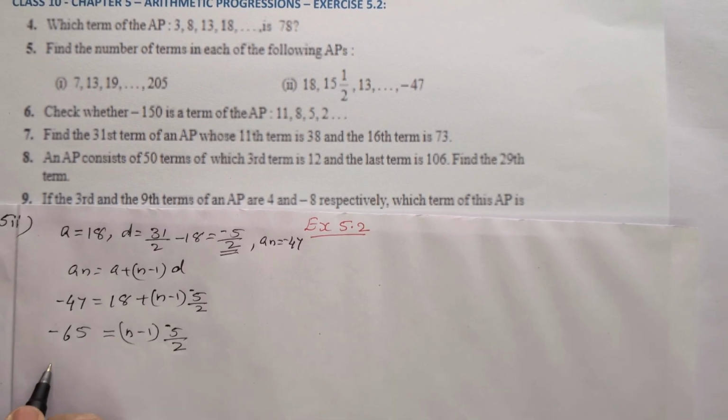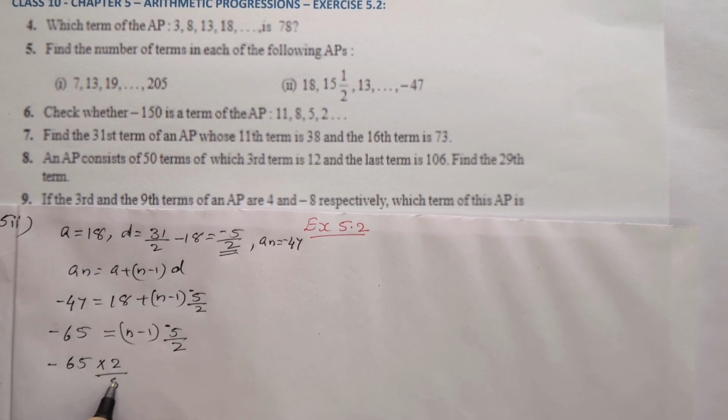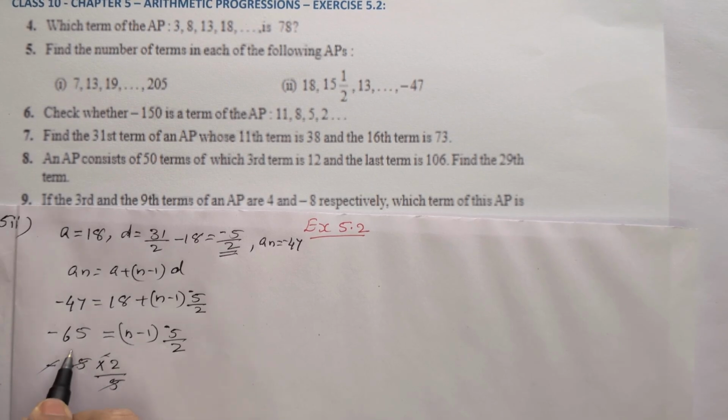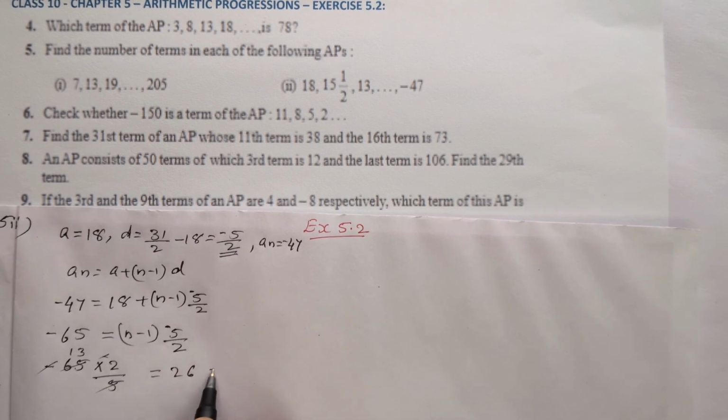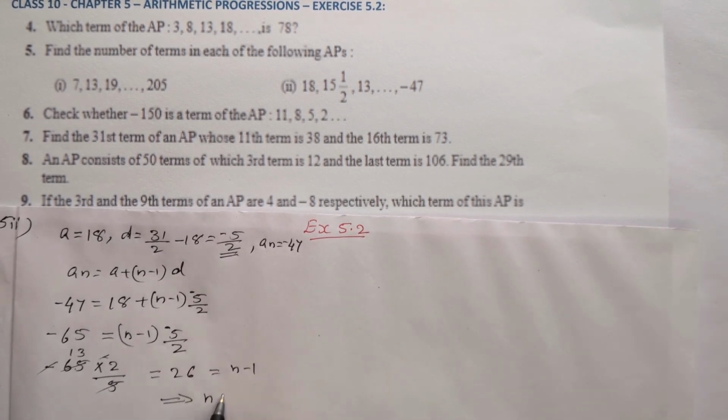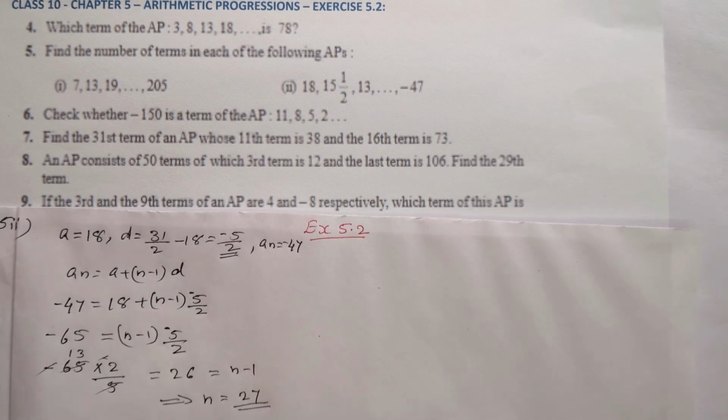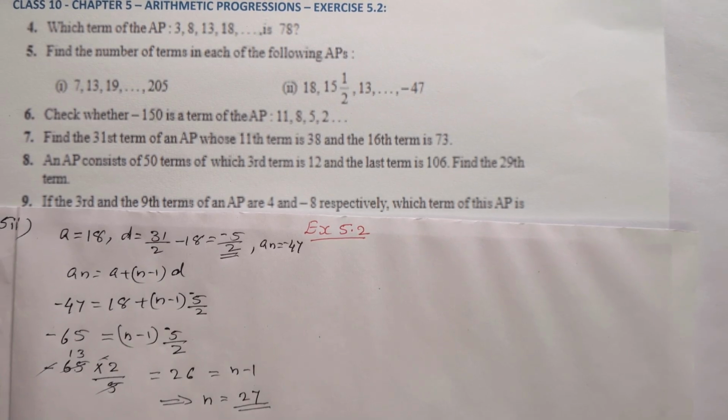Cross multiply, that means minus 65, 2 it will come on top, 5 you can divide by 5. So minus into minus it will cancel. Here 13 into 2, that means 26. That is equal to n minus 1, which implies n is equal to 26 plus 1, 27. So the number of terms in the given AP is equal to 27.